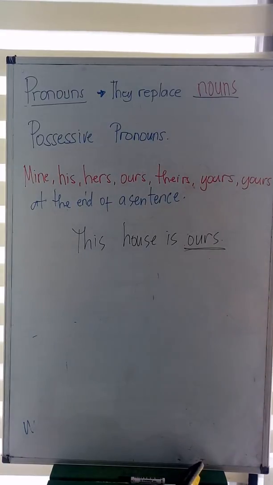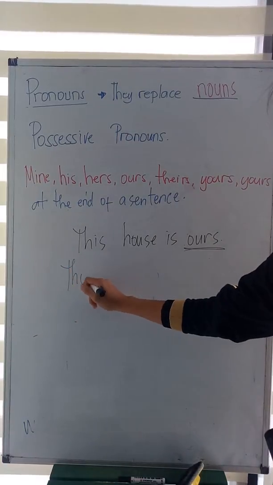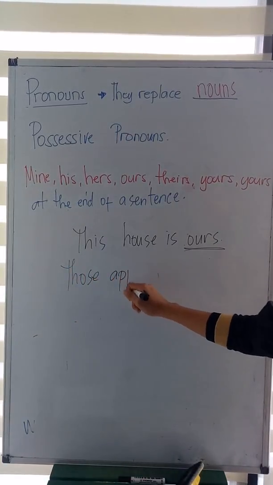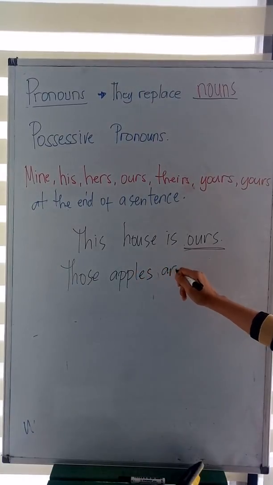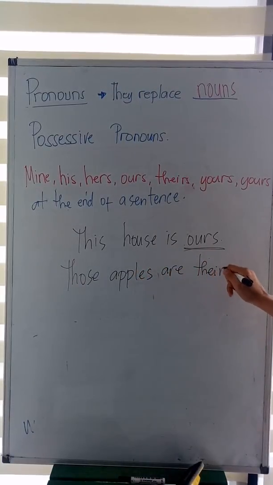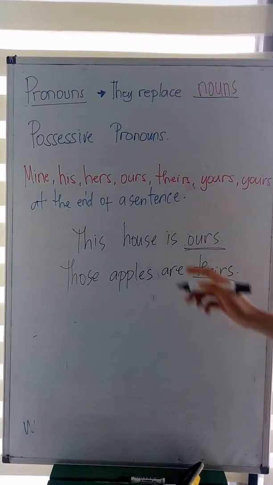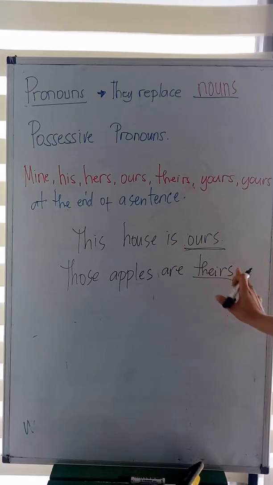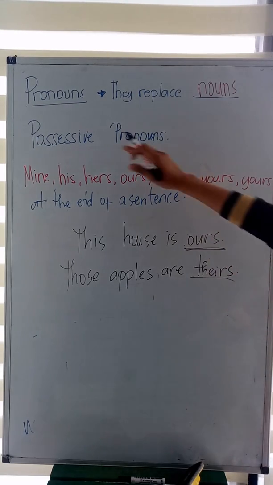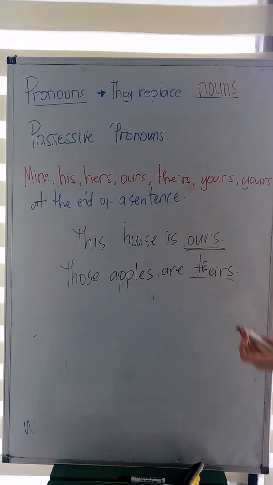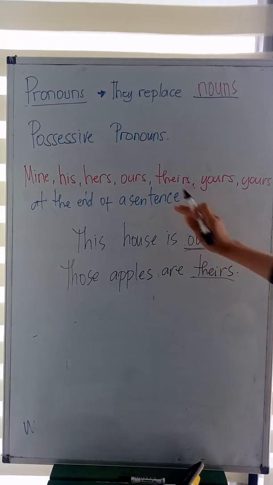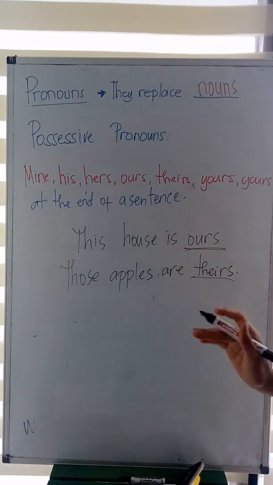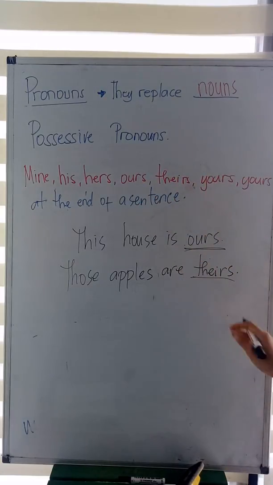Another example for that: those apples are theirs. Again, it shows possession. Who owns the apples? Theirs. It's theirs. And it is at the end of a sentence. So it's easy to identify what a possessive pronoun is in a sentence. Again, it has s at the end of the word. For example, hers, ours, theirs, yours, but please do not use an apostrophe. It's just as simple as that. Okay.